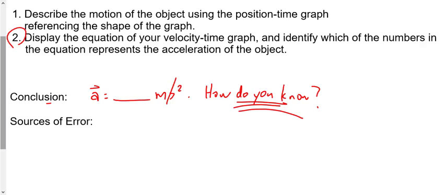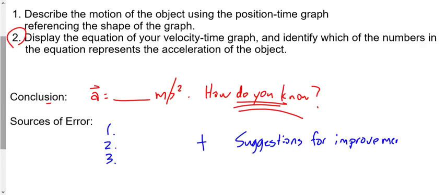Now, you also have to list suggestions for improvement. So, 2 or 3 good sources of error, plus what could you do to make it better? How could you improve that source of error? So for instance, if the wheel of your car wasn't turning very well, it was kind of getting stuck, what could you do to improve it? Well, maybe you could lubricate the wheel so that it would roll better. Make sense?